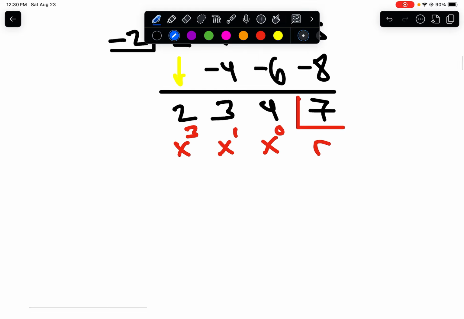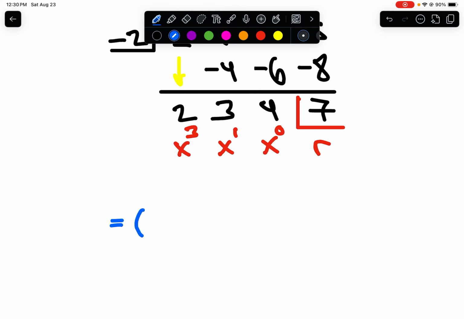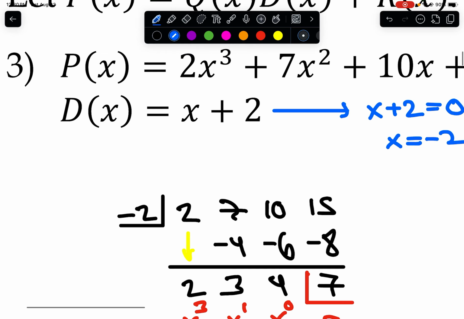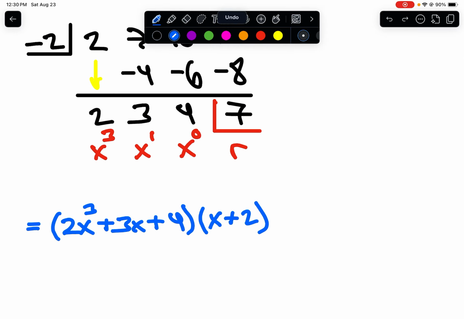Okay, so now I'm going to write my quotient. My quotient is 2x cubed plus 3x plus 4, and then I'm going to multiply times the divisor, which they tell us is x plus 2. And then I'm going to add on the remainder at the very end, which is 7. So this would be your quotient, or rather your polynomial.